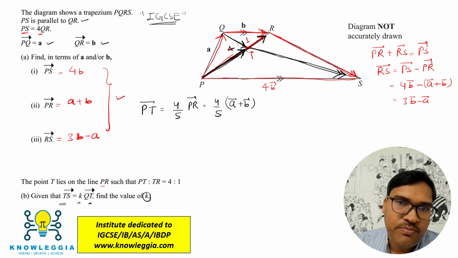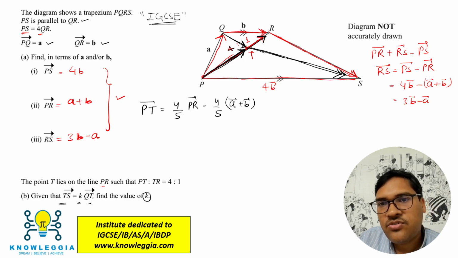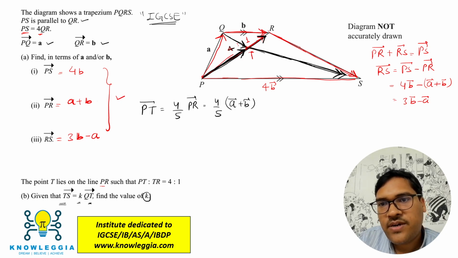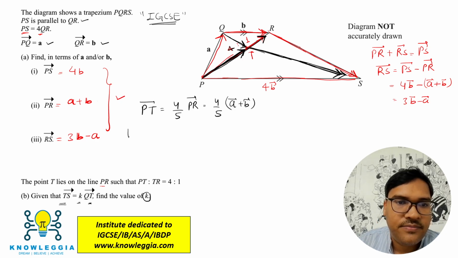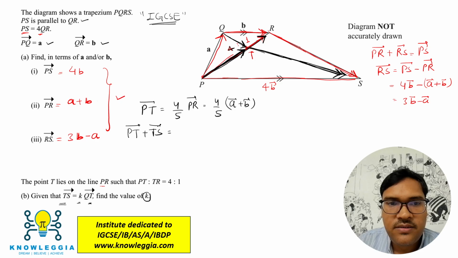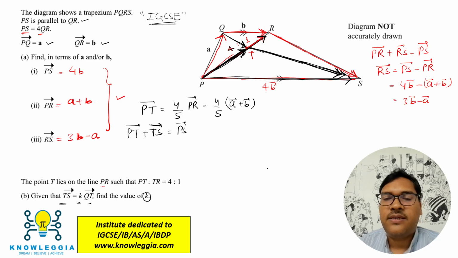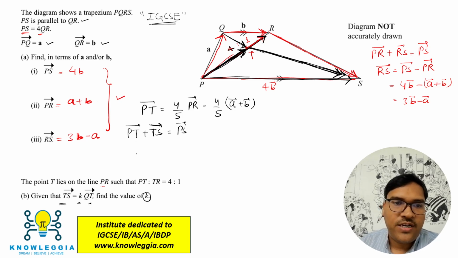Now why have we got PT vector? Because you can see in this triangle I can apply the resultant again. You can see PT vector plus TS vector is equal to PS vector. You start from P, go to T, T to S. Effectively same as P to S. Now we have to find TS.